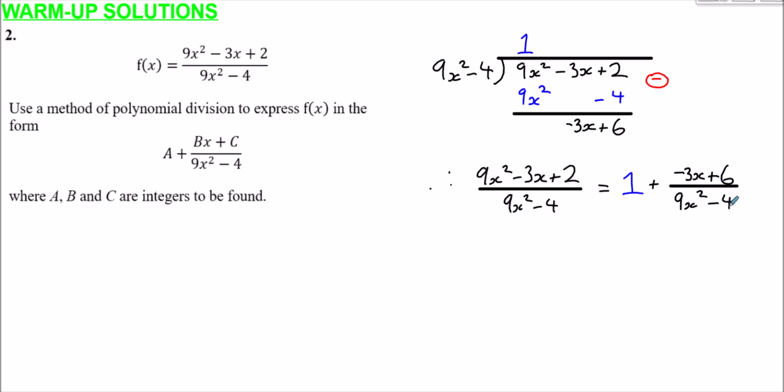If you wanted to here, you could have also written 6 minus 3x, I suppose, but I'm just trying to stress it's in the form a, b, and c. So 1, minus 3 and 6 for a, b, and c respectively.